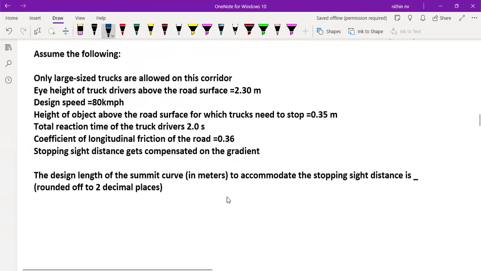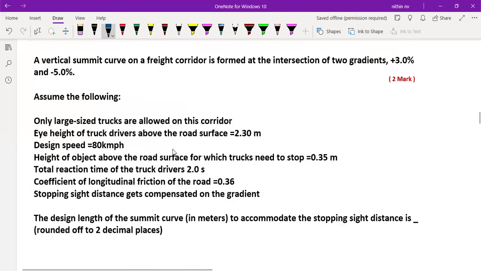But suppose they were giving the data for OSD also, SSD as well as OSD, then of course it's going to be a lengthy problem. Now here, from the question, it's very clear that they are asking based on the stopping sight distance. It's clearly mentioned. Suppose this was not mentioned, then also we are going to do the same, because the given data is for stopping sight distance only, right?